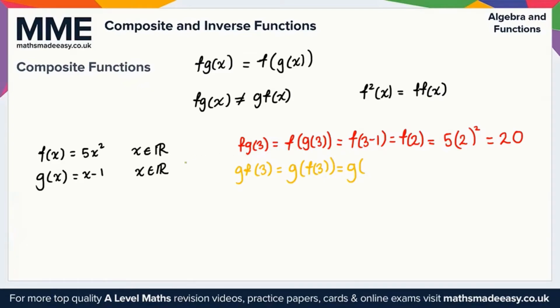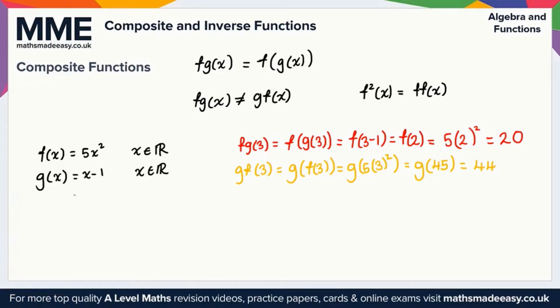So G of f of 3 is equal to G of 5 times 3 squared, just substituting this 3 into f of x. So we close this bracket here, and this is equal to G of 45. If we evaluate G of 45, that's just 45 minus 1, giving us 44. Clearly we can see then that FG of 3 is not equal to GF of 3. 20 is not equal to 44.